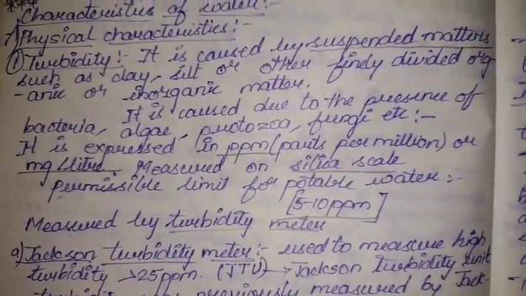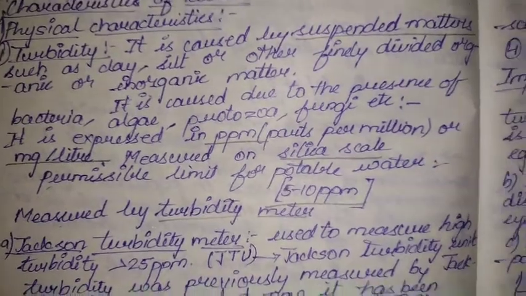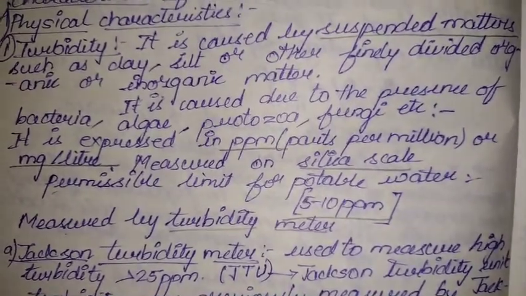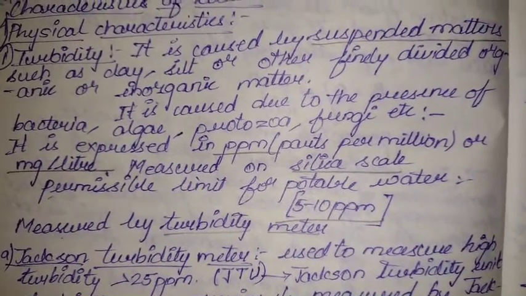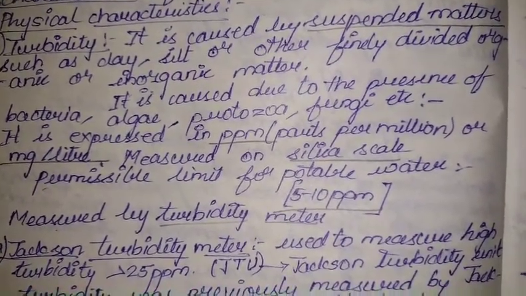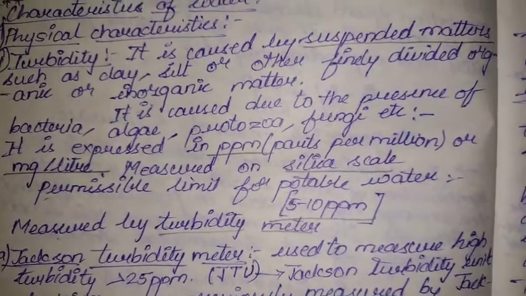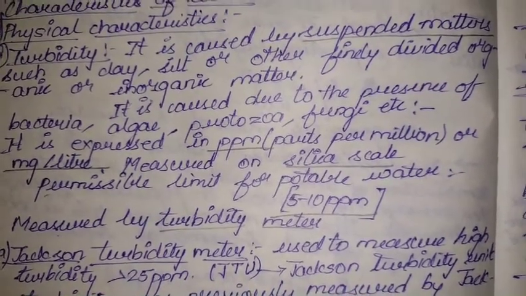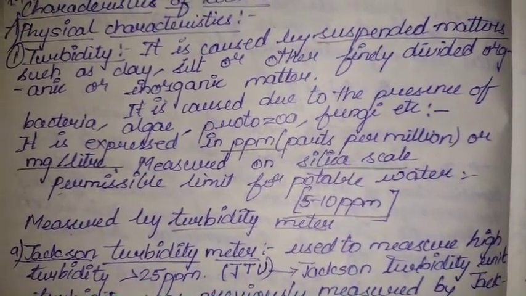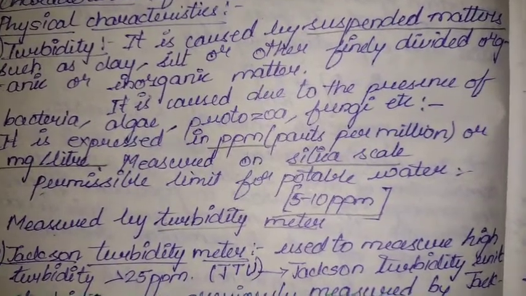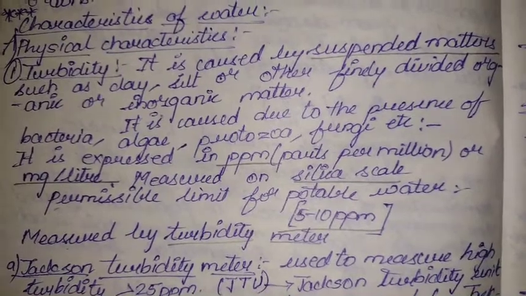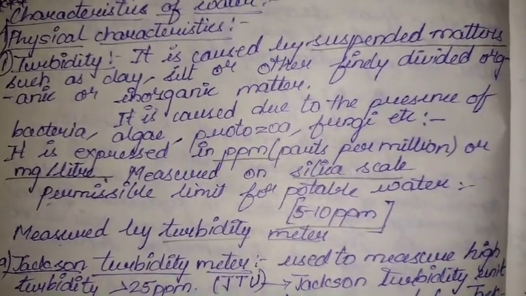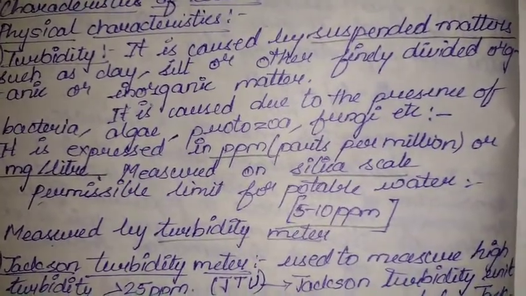It is caused by suspended matter such as clay, silt or other finely divided organic or inorganic matter. It is caused due to the presence of bacteria, algae, protozoa, fungi, etc. It is expressed in ppm, that is parts per million, or mg per liter, measured on the silica scale. We also have the permissible limit of turbidity for potable water, that is 5 to 10 ppm.